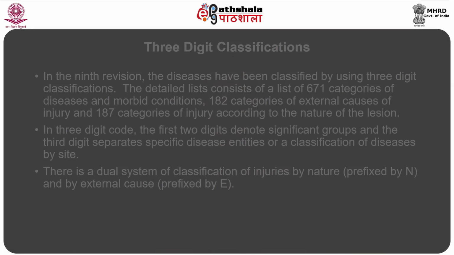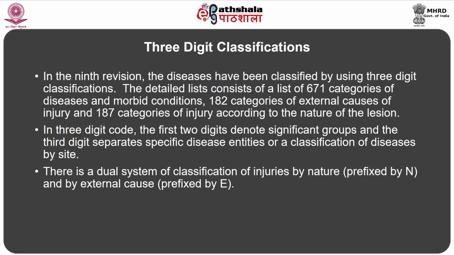3-digit classification. In the 9th revision, the diseases have been classified by using 3-digit classifications. The detailed list consists of 671 categories of diseases and morbid conditions, 182 categories of external causes of injury and 187 categories of injuries according to the nature of the lesion. In the 3-digit code, the first 2 digits denote significant groups and the 3rd digit separates specific disease entities or a classification of diseases by site.